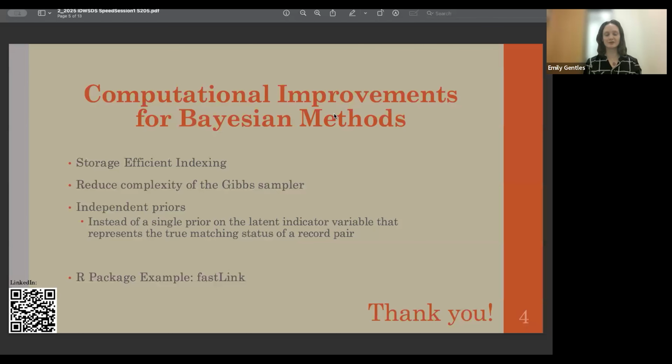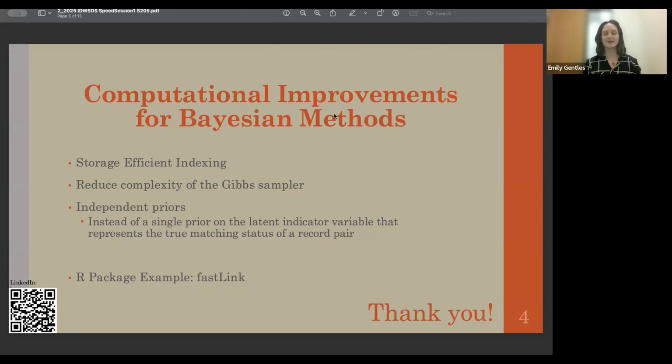So there's also specific computational improvements for Bayesian methods specifically. I think perhaps it's well known that Bayesian methods tend to be very computationally complex and slow already. So when we're trying to use large data sets, they can really get bogged down. So this is where some exciting improvements have been happening. There's some papers that came out this year that had some pretty drastic improvements in speed.